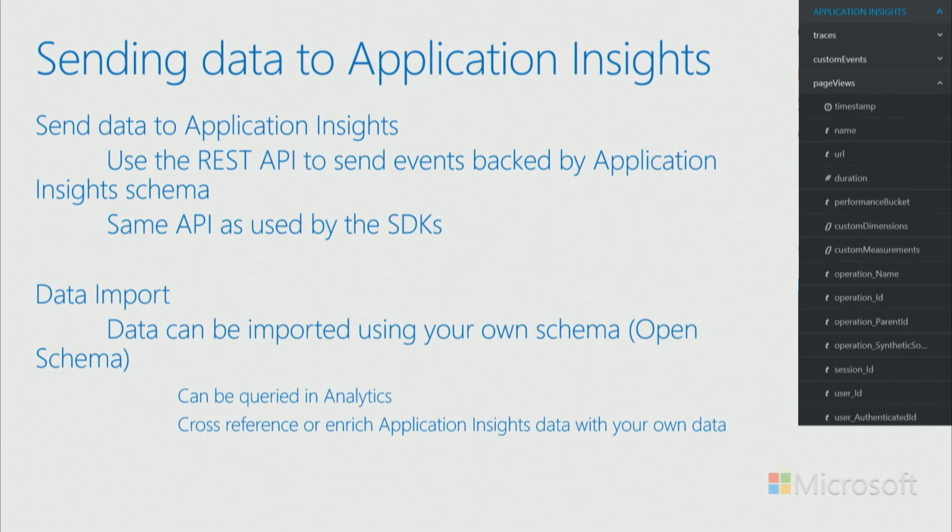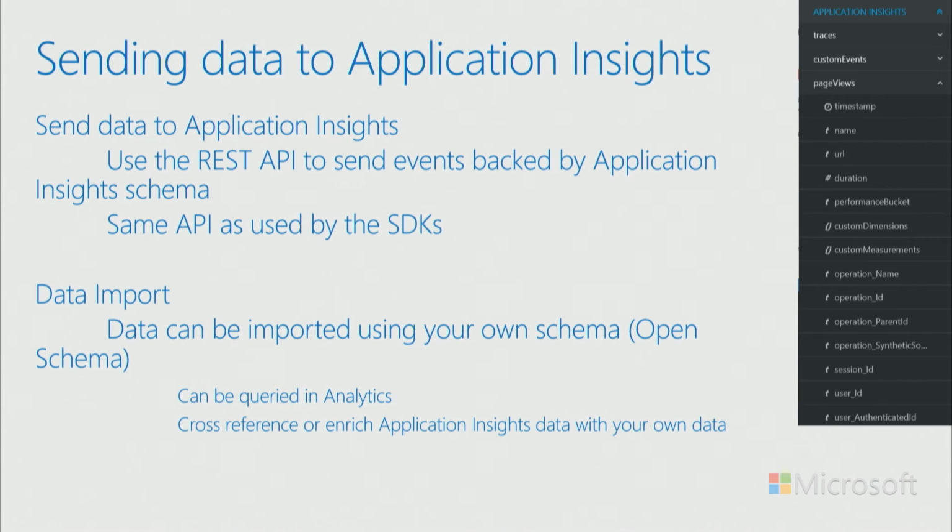Another scenario that we want is to send data to Application Insights. The common way of sending data to Application Insights is to use the SDK, and that uses the Application Insights schema. But we may want to send our own data with our own schema to Application Insights in order to correlate with Application Insights data, or to augment it.